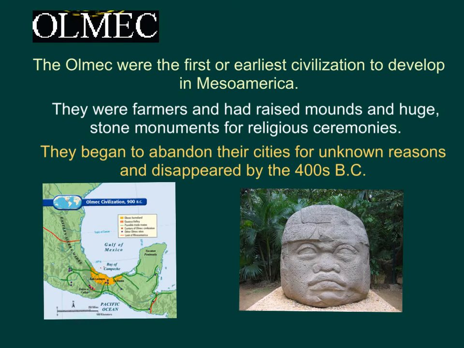The ancient civilizations we're going to talk about in this chapter, the earliest, or the first, was the Olmec, the first and earliest civilization to develop in Mesoamerica. They were farmers. They had raised mounds and huge stone monuments for religious ceremonies. These big old heads here, known as the Olmec heads, were part of those religious ceremonies. And you can see on the map here where the Olmecs developed. It's right in this area of Mexico right here, close to this Yucatan Peninsula.